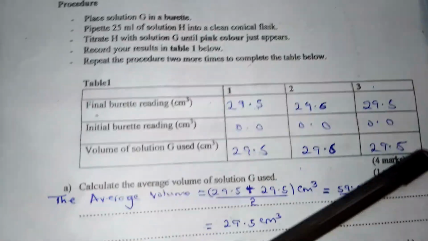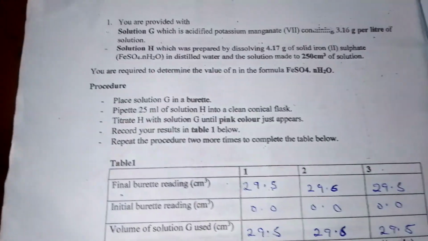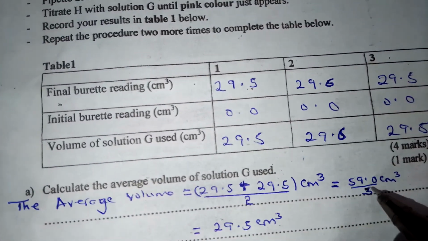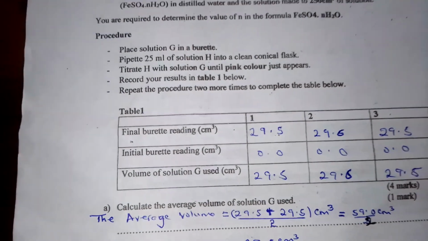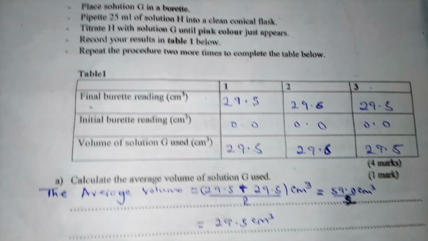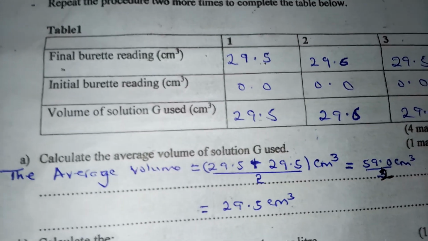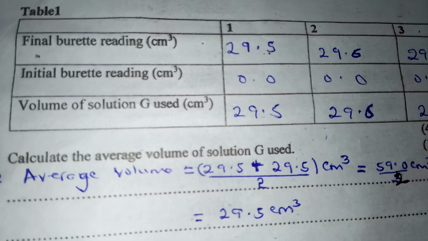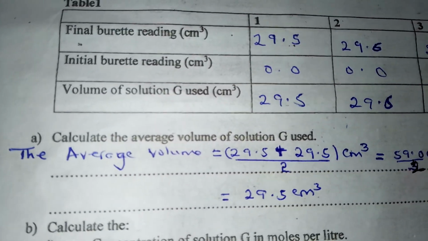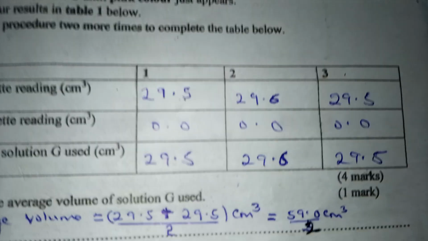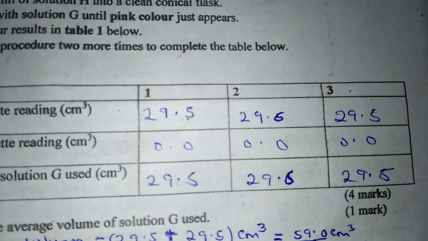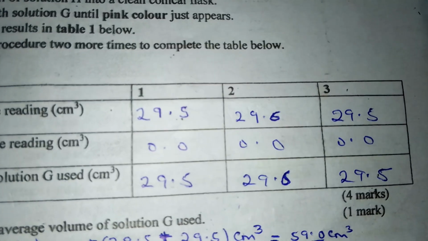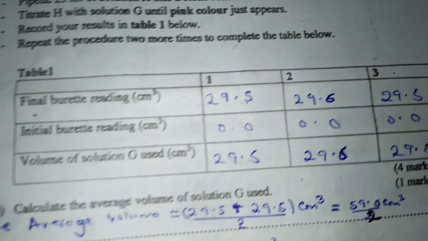So we got this answer. Let me just rectify here. This one is supposed to be divided by 2, and then we got the average volume to be 29.5 cubic centimeters. That one was giving us 1 mark. One complete table with the right figures, you are supposed to be given 4 marks, as you can see on the table there.